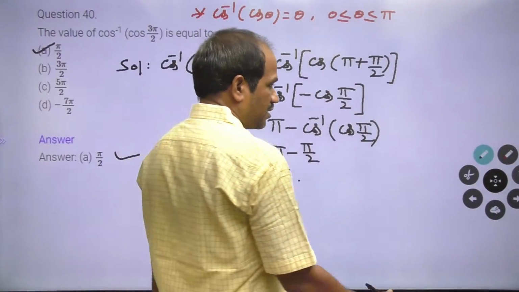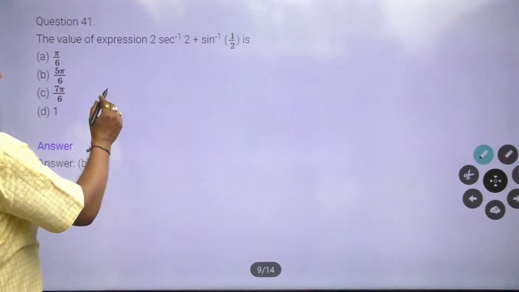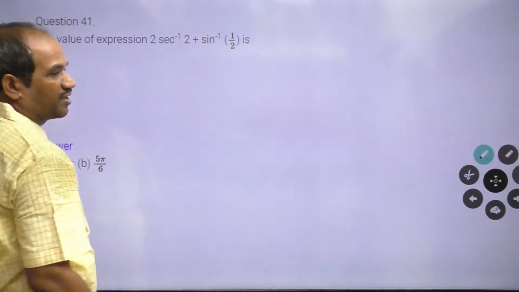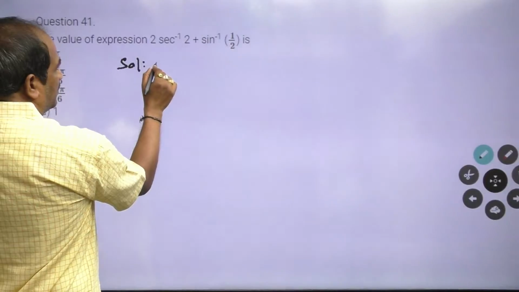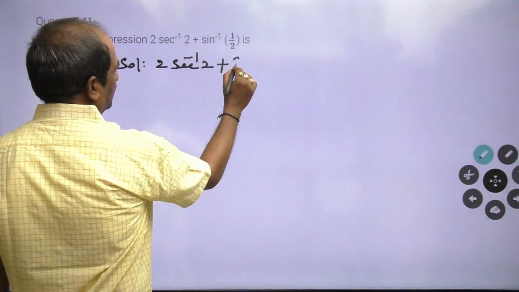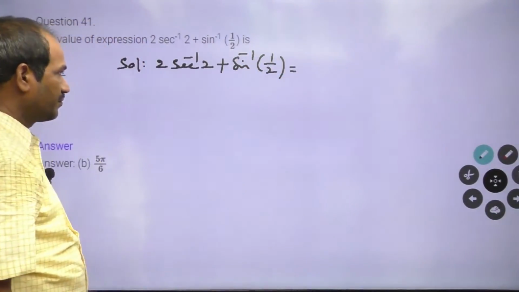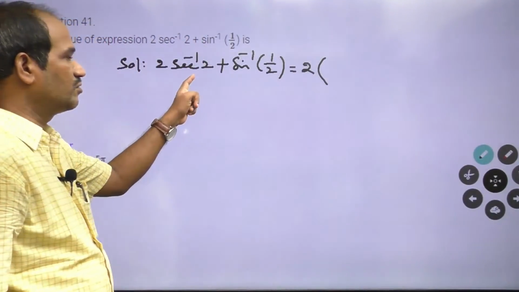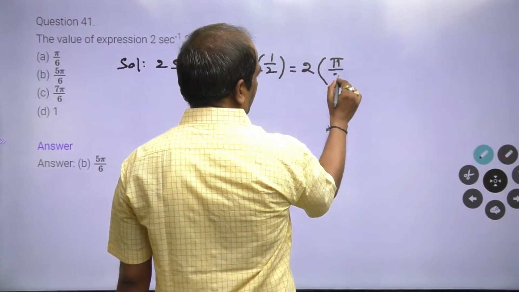Okay, next problem. The value of the expression 2 secant inverse 2 plus sin inverse of 1 by 2. In the solution, 2 into secant inverse of 2 plus sin inverse of 1 by 2. Secant inverse of 2 means secant 60, which is pi by 3.